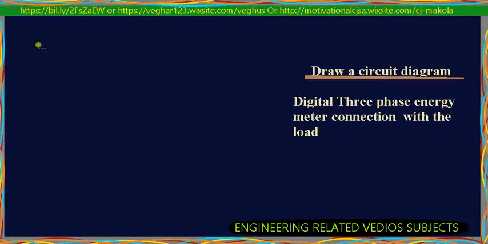Draw a circuit diagram, a digital three-phase energy meter with a load. So it's connected to a load, so you have to draw a three-phase energy meter with the load. An energy meter is a device that is used to calculate the amount of power consumed by the customer.